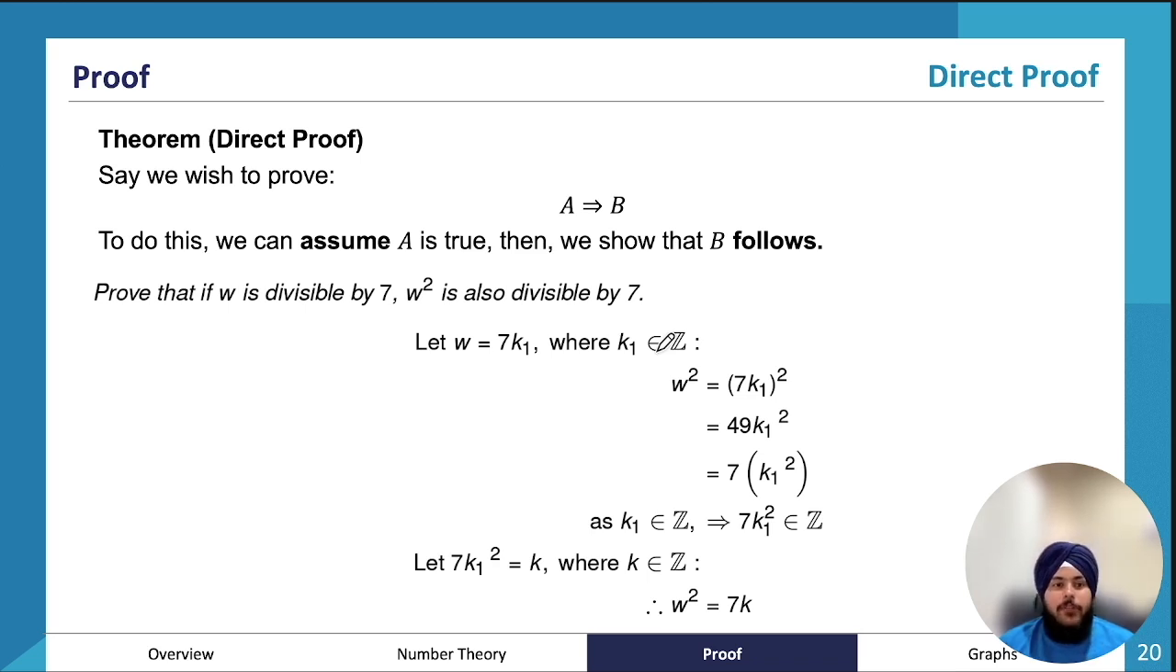So for example, if we know that 1 plus 1 is 2, that's actually not a good example. Here's a good example. Prove that if W is divisible by 7, W squared is also divisible by 7. So we are assuming straight away that W is divisible by 7, and if we're assuming that it's divisible by 7, we have to show that W squared is divisible by 7. So that is basically our direct proof: knowing that something is true and then using that fact to prove that something else is true.